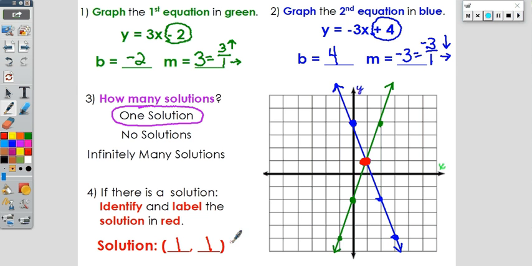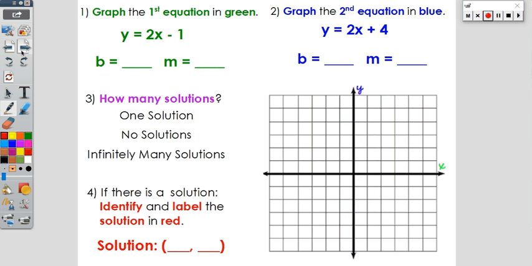Now the only time you're going to list the solution as an ordered pair is if there's only one solution. If we have no solutions or infinitely many solutions, we don't do that. So let's try graphing this line. Start with your y-intercept, -1. Put it on your graph.